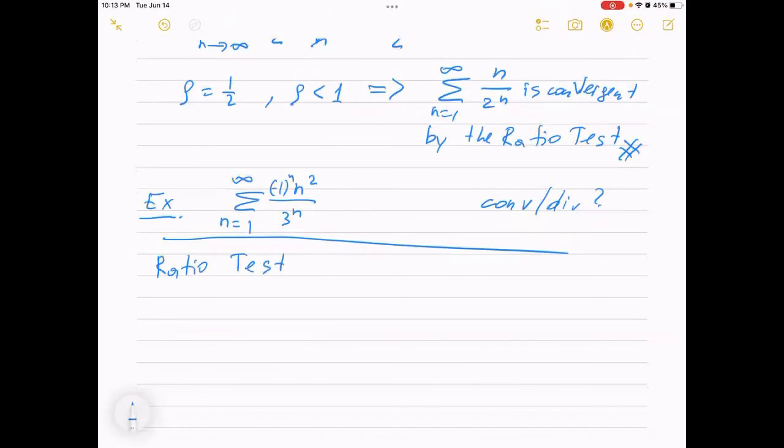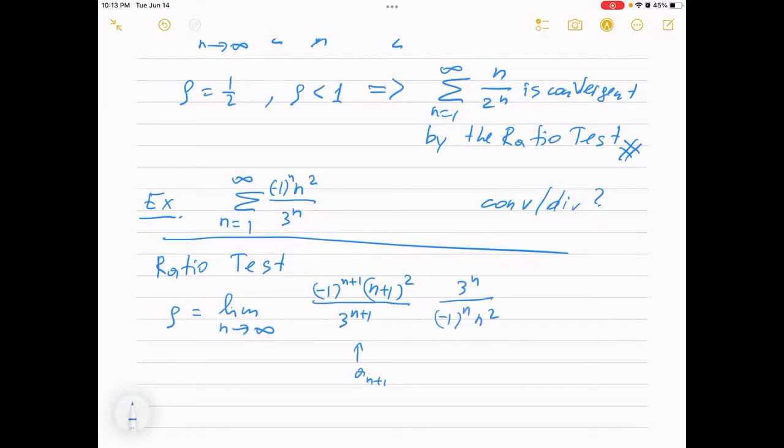So we're going to find rho. It's going to be the limit as n approaches infinity. a_{n+1} becomes (-1)^(n+1) (n+1)^2 over 3^(n+1). That is a_{n+1}. Then we write down the reciprocal of a_n, which is 3^n divided by (-1)^n n^2, and then we take the absolute value of that.